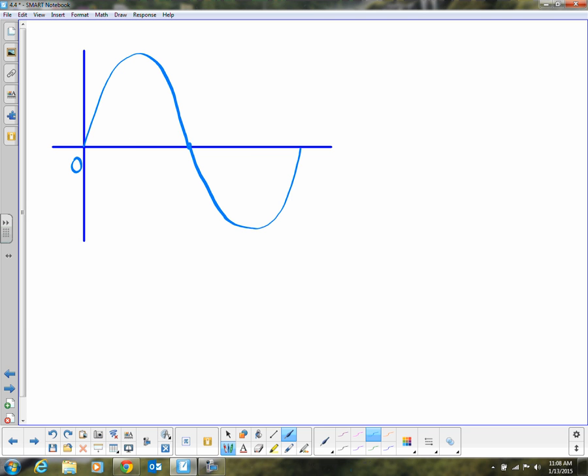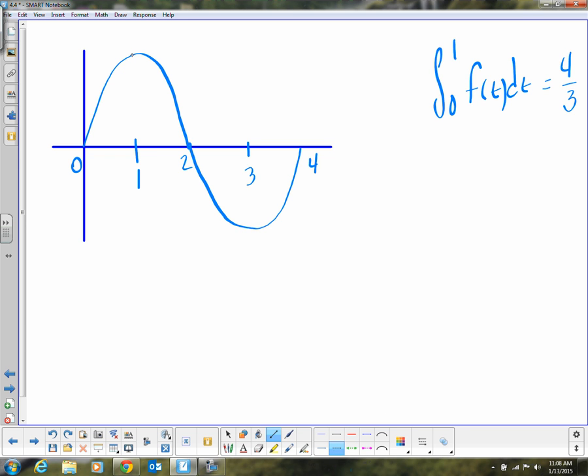And this is 0. This, I believe, is 1. This is 2. This is 3. And this is 4. Okay? And they're telling you that the integral from 0 to 1 of this function, dt, is 4/3. Okay? So what does that mean? That means that from 0 over to that line, all of this area is equal to what? 4/3. Okay, so that means this area is 4/3.